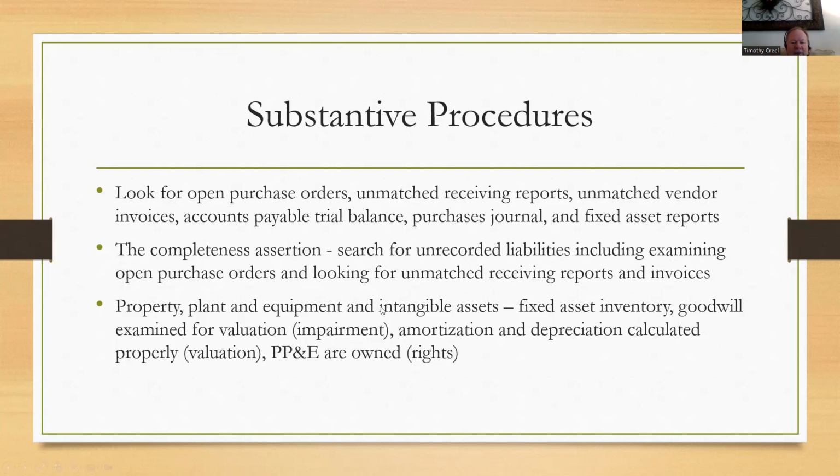Now, for property, plant, and equipment and intangible assets, with the fixed asset inventory you'd want to look at: was it done? Was it completed? Goodwill, examine for valuation, which would be impairment. Is goodwill impaired or not? This would also apply to other intangible assets or other property, plant, and equipment, which could be examined for impairment as well.